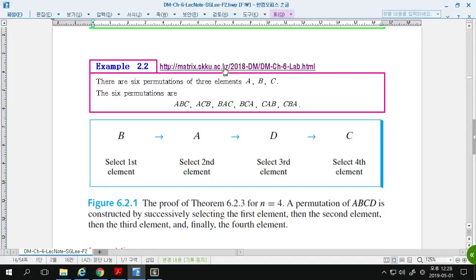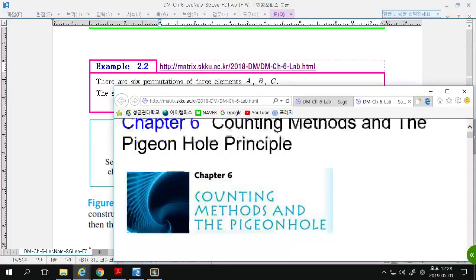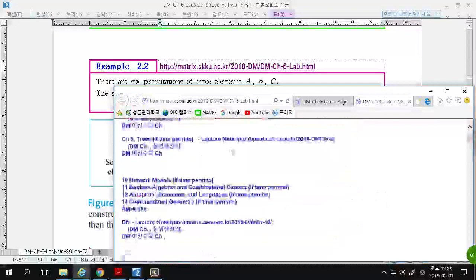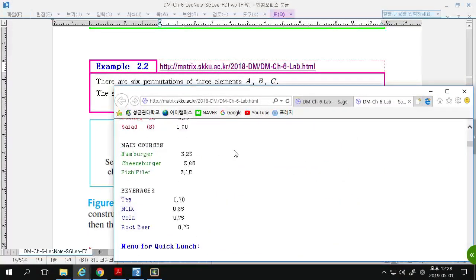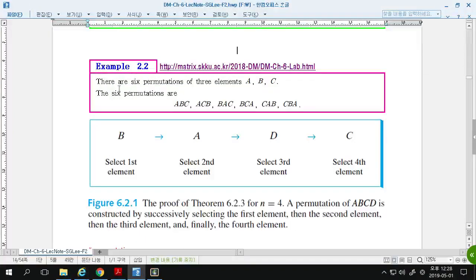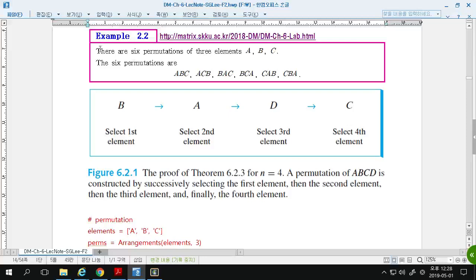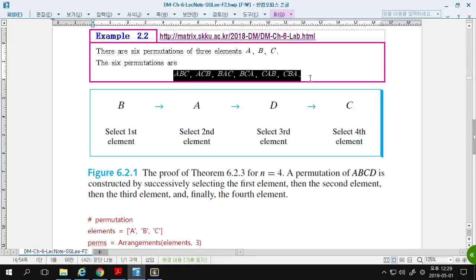You can see all the necessary information, the related code, the proofs, and visualizations at this web address. And here, the first example tells us there are 6 permutations of 3 elements. If we list all those 6, they can be listed in this way.